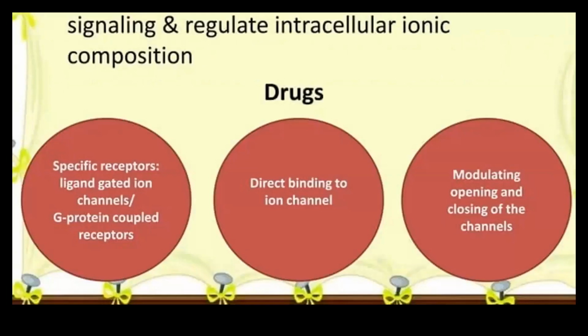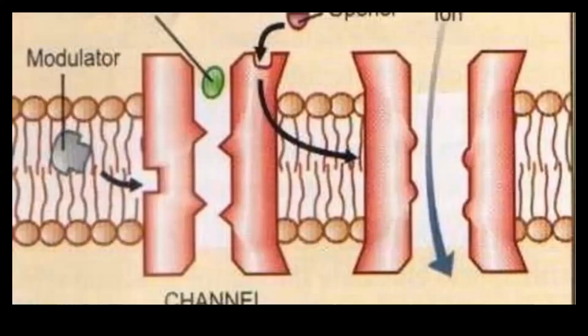Now, the second type of target is the ion channels. Proteins which act as ion selective channels participate in transmembrane signaling and regulate intracellular ionic composition. This makes them a common target of drug actions. Drugs can affect ion channels, some of which actually are receptors because they are operated by specific signal molecules directly, and are called ligand-gated channels. Okay.